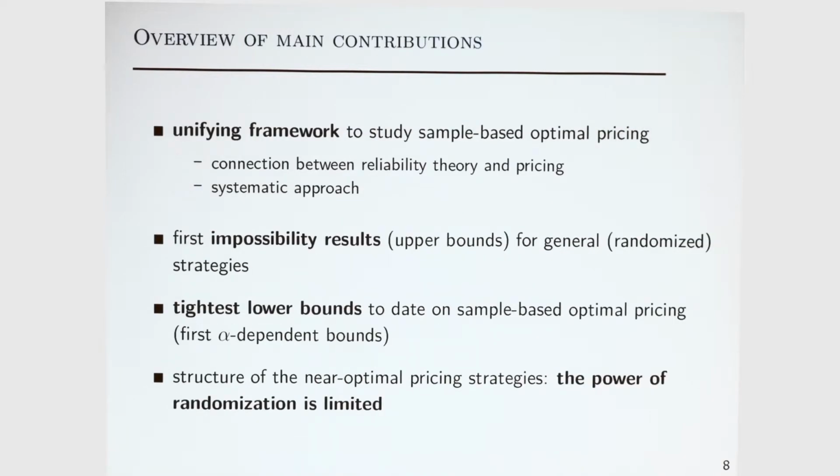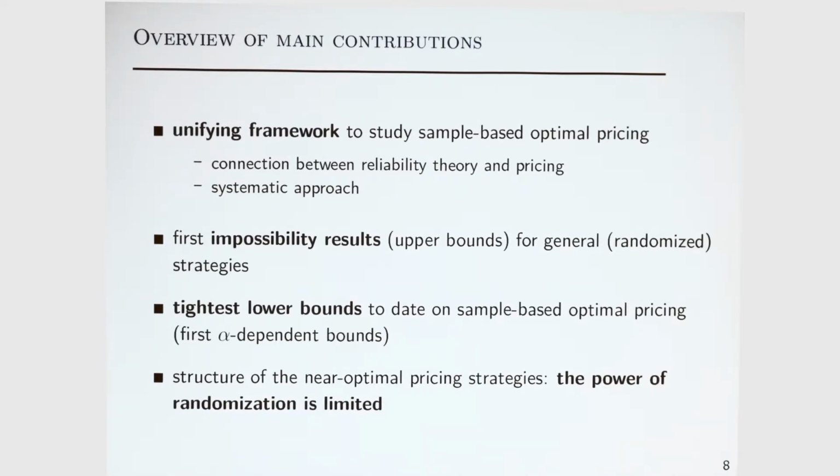So our contributions are, first, our approach will be unified across all the alphas, and will give a systematic approach to characterize this max-min ratio and the near-optimal mechanism. How do we do that? We draw a connection between the pricing literature and the literature of the statistical theory of reliability. And this is how we are able to give a uniform approach.